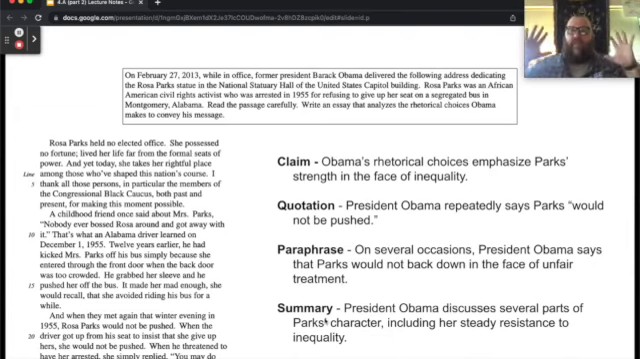Then a summary is more the main idea of that passage as a whole. So I said this, President Obama discusses several parts of Parks' character, including her steady resistance to inequality, right? You get more of a general summarized idea, but that still speaks to this quote, Parks would not be pushed. There's a quoted evidence, a paraphrased evidence, and a summarized evidence. And again, in your paper, you want to mix them up, right? A quote, a paraphrase, quote, summary, paraphrase, summary, quote. You use as many different types as you can.